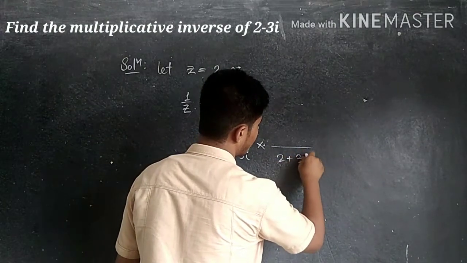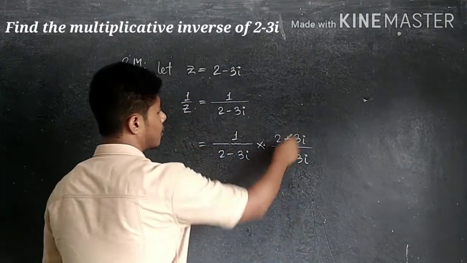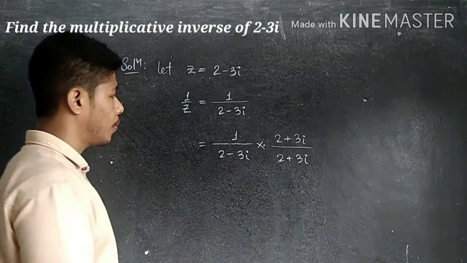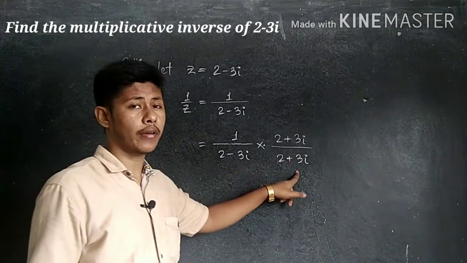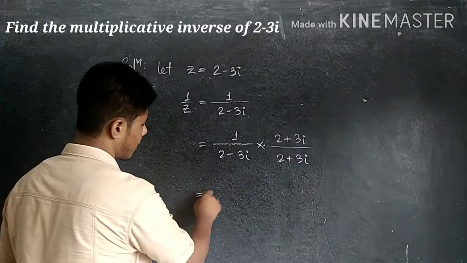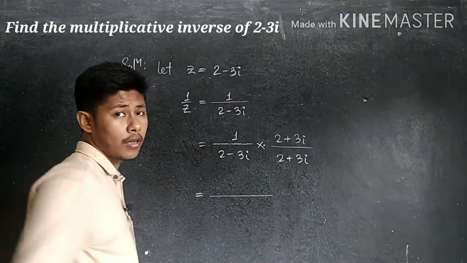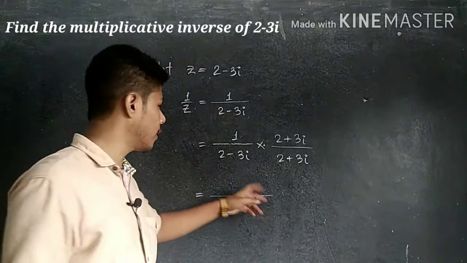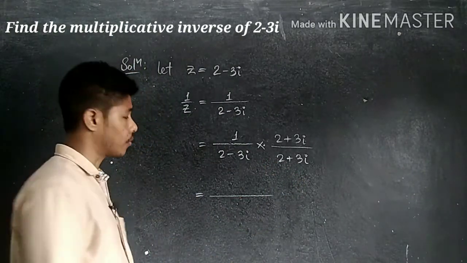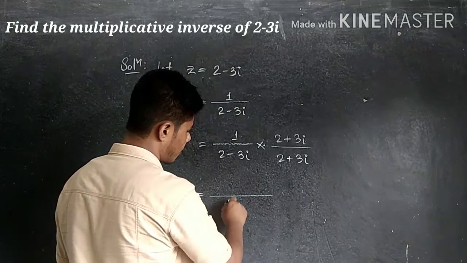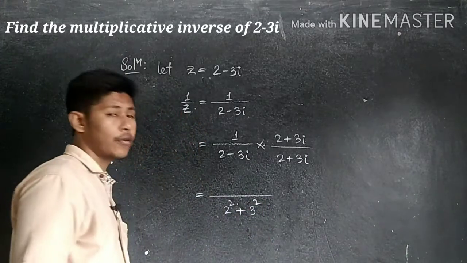So we write 2 plus 3i, and 2 plus 3i. We put this result, these two cancel, and the rest remains the same. To balance this result we multiply the numerator and denominator, so this one is the conjugate. After writing the conjugate, if you see this one, it is of the form a minus ib times a plus ib. This type of result we already proved: we get a square plus b square. Here a means 2, so we write 2 square plus b square, where b means 3 square. So directly we can write the result in this way.